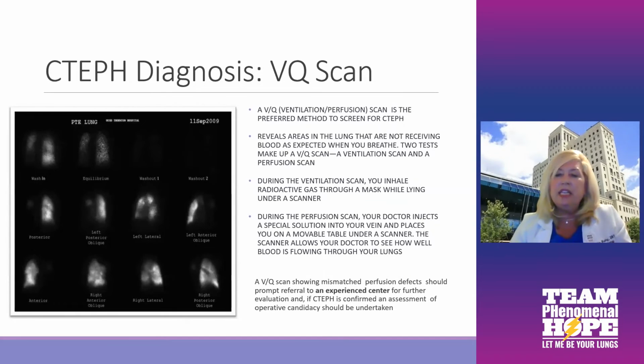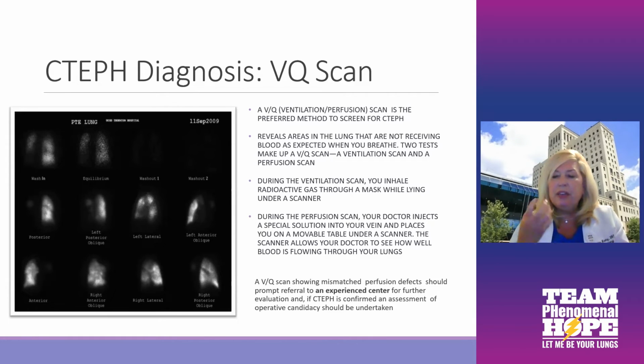So this is what's called a ventilation perfusion scan. It is the preferred method after an echocardiogram to rule in or rule out CTEPH. There's a lot of validity in this test, and we use this over a test called a CT angiogram. It's called a VQ scan, standing for a ventilation perfusion scan. It reveals areas in the lung that are not receiving blood as expected when you breathe. Two tests make up the scan: a ventilation or breathing scan, and then a perfusion scan looking for the blood flow movement through the lungs.